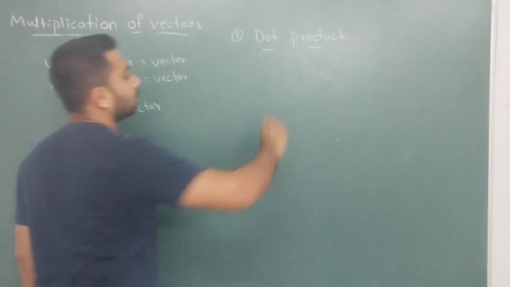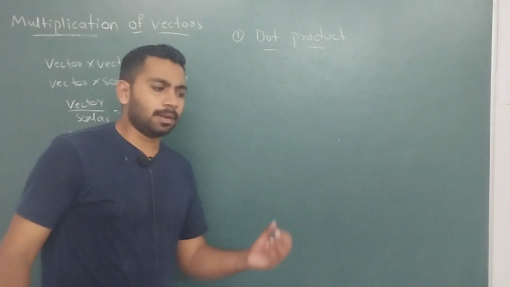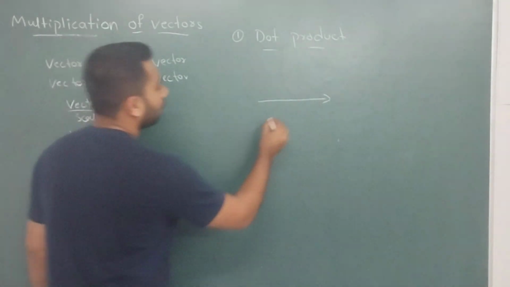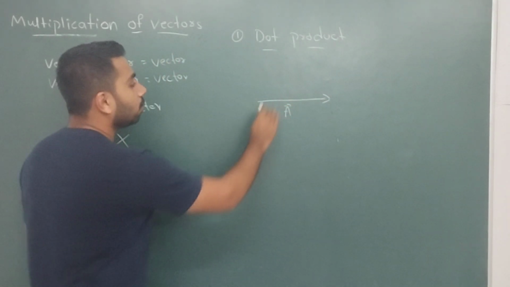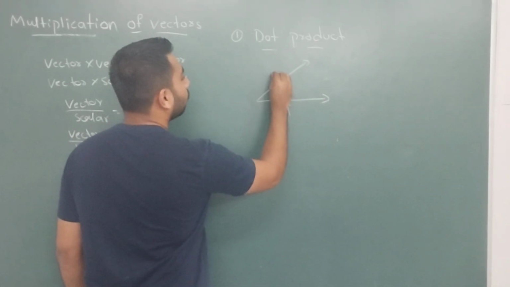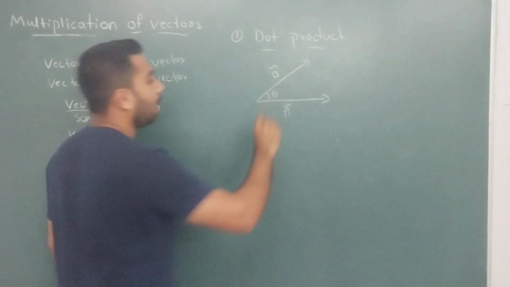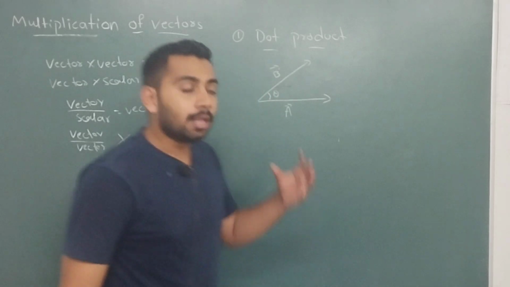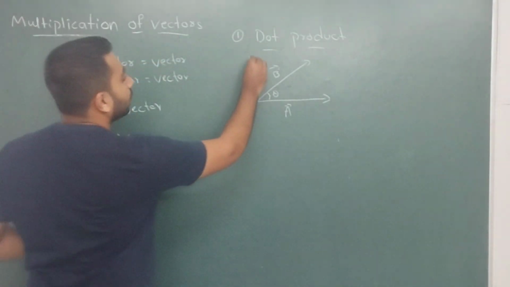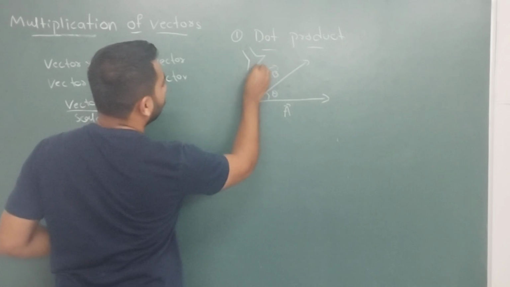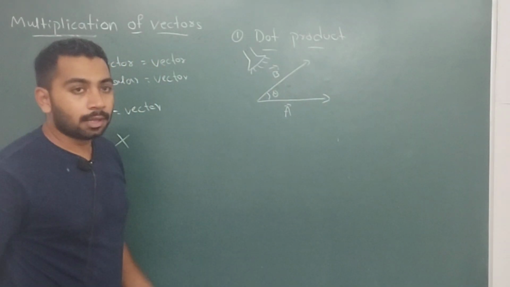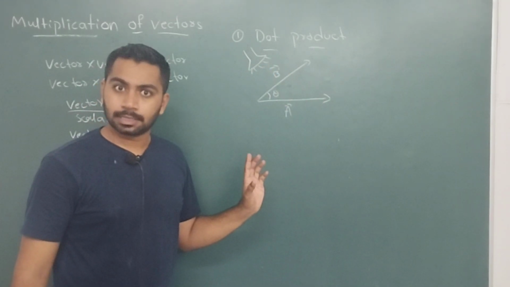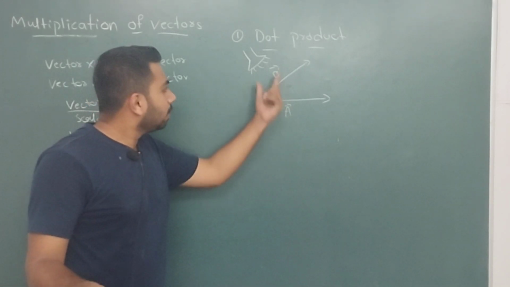Dot product of vectors, it's very simple. I will take two vectors, let's say vector A, and one more vector, vector B. It has some angle theta. Now dot product means it's just a projection. Just imagine if I keep a torchlight here, this shadow falls here, yes or no? Everyone agrees, because it is falling here.